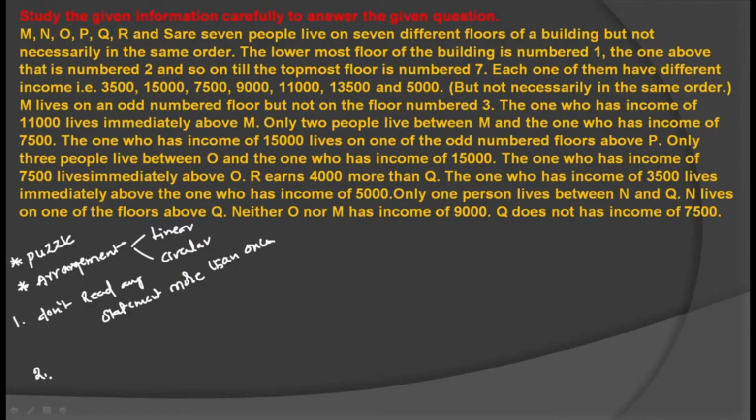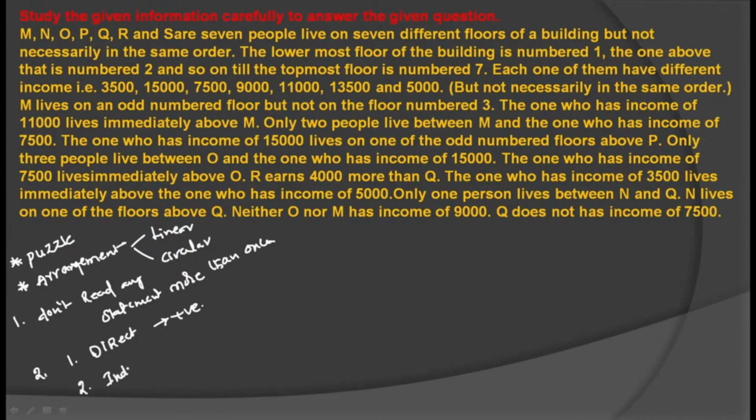Remember, guys, point number two. Every data, like any puzzle or any arrangement, has two types of data. First one is direct information. Direct information means it's positive data. So directly we can consider this information into the respective table. So there is no issue with the direct one.